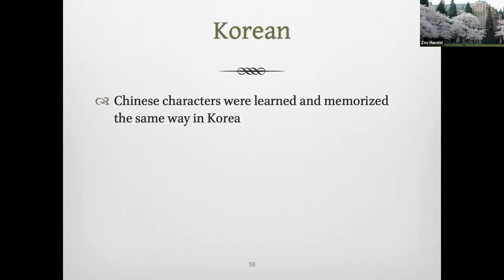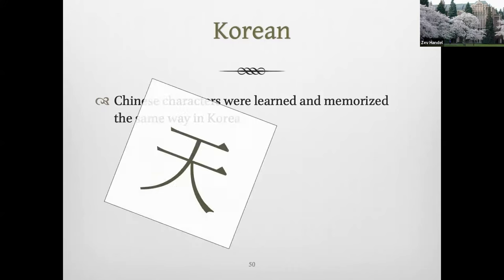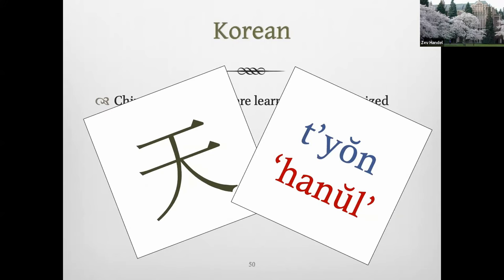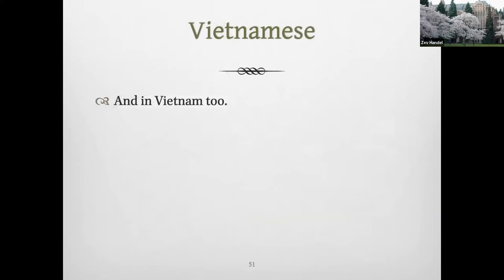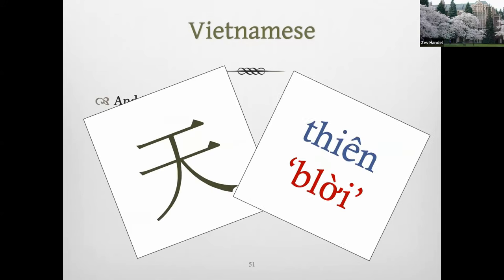And the same thing in Korea, they're doing it exactly the same way, except it's a Korean accented pronunciation, tion. And you remember it by translating into Korean, hanul, the Korean word for sky. And guess what they're doing in Vietnam? They're learning to read and write Chinese the same way, thousands of characters, and each one they're associating it with a Vietnamese accented pronunciation, tian, and a translation into Vietnamese, bloi. That's old Vietnamese, that's not how it's pronounced today.